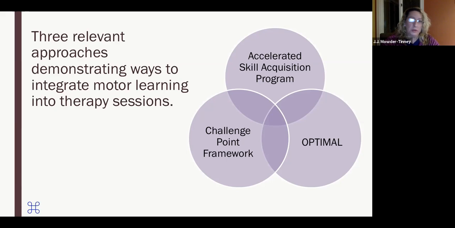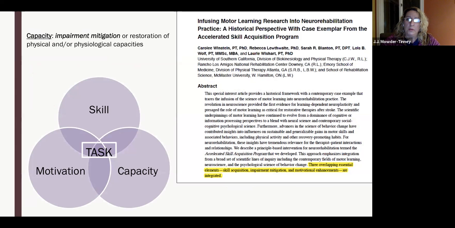I'm not going to go into them in detail, but if you're familiar with the Accelerated Skill Acquisition Program, or the ASAP, Lethway and Wolf, they've done so much research in regards to motor learning, and I just love all of their articles because they really talk about strategies that can be really beneficial. And when you look at the ASAP, they talk about the motivation, which is pretty self-explanatory, it's the skill, but then they also include impairment mitigation, or the capacity.